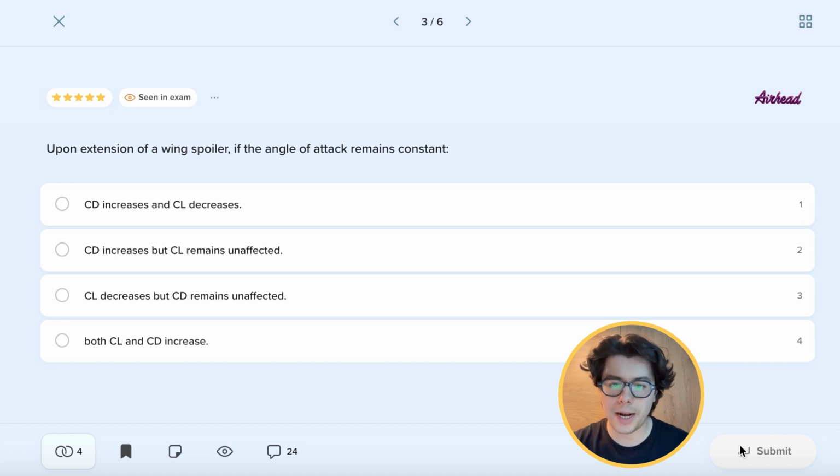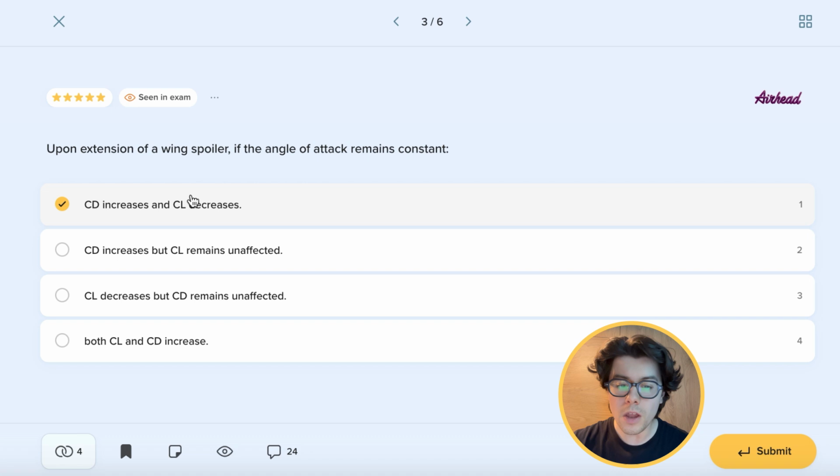And now for question number 3. Upon extension of a wing spoiler, if the angle of attack remains constant, what will happen? This question is slightly confusing, however, I'll try to give you some tips on how to understand this. The correct answer here will be your coefficient of drag increases and your coefficient of lift decreases.